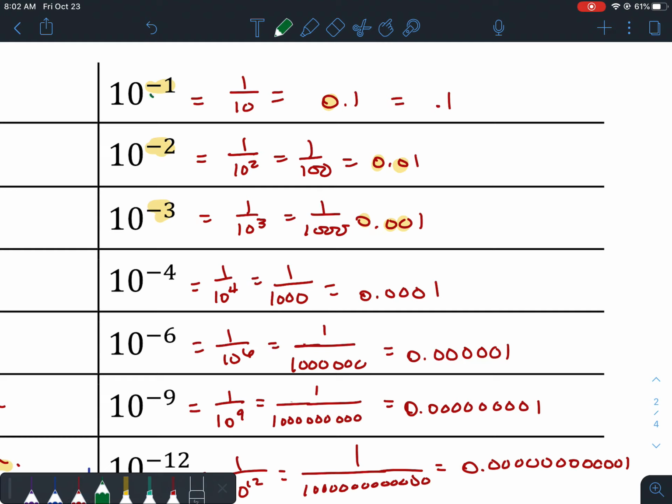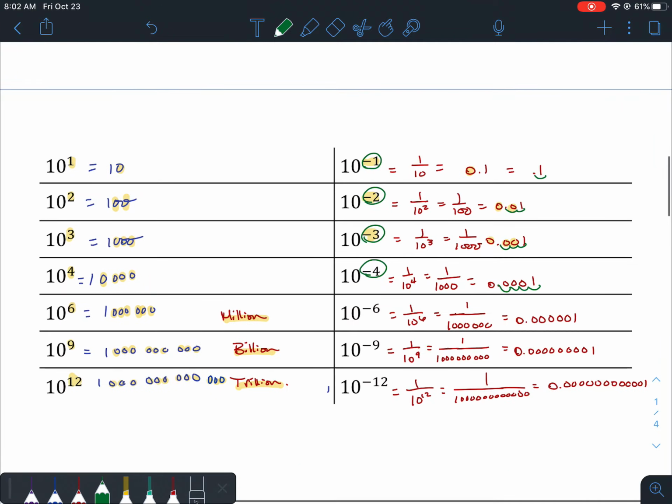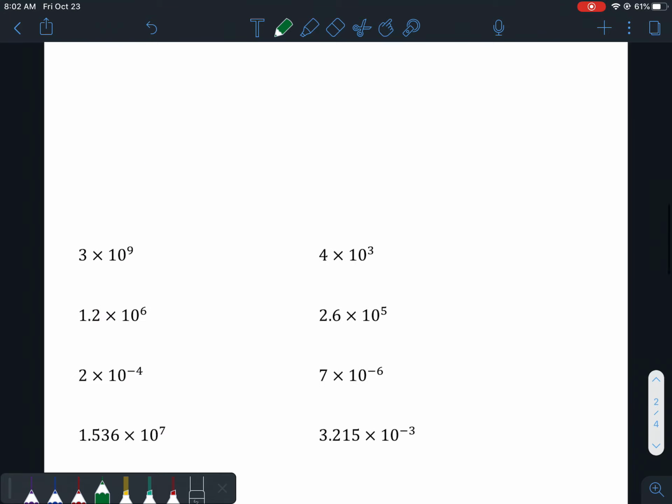So really, what this exponent represents is the number of spaces from the decimal point. So 1 space, exponent of 1. Exponent of 2, 2 spaces. Exponent of 3, 3 spaces. Exponent of 4, 4 spaces. And so on. 1, 2, 3, 4. Okay. All right. Again, base 10 makes up our world. Base 10 is what we use for our number system. In computer science, that's base 2, binary. But here, in the real world, we talk about base 10.